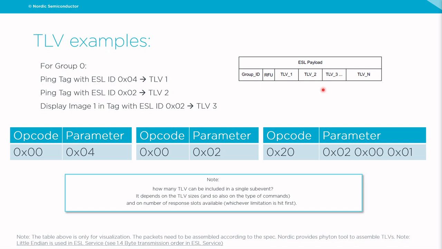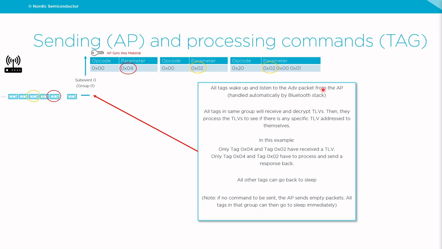But besides this, the access point needs to keep in mind how many response slots are available, because depending on the number of TLVs, you may need a different number of response slots available. So it's the access point's responsibility to include the TLVs in the ESL payload in a way that the tags have a response slot available to respond back. So the bottom line is that you need to keep in mind the number of response slots available and the maximum payload when sending commands from the access point. Now that we have built the ESL payload, this will be encrypted and sent to the right group.